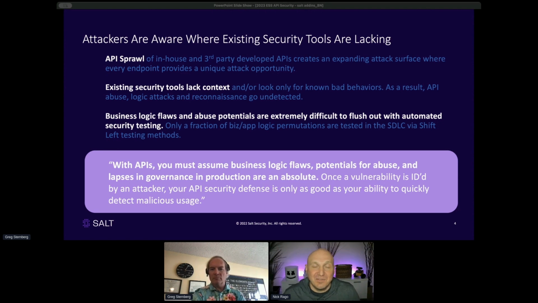And attackers know this. They know that when an API goes out the door, there are probably a lot of low-hanging business logic flaws. The one thing I always tell organizations I'm working with is that if you're dealing with APIs and moving to API first, you have to assume that no matter what you do, business logic flaws, potential for abuse, and lapses in governance are going to occur in your environment in production.